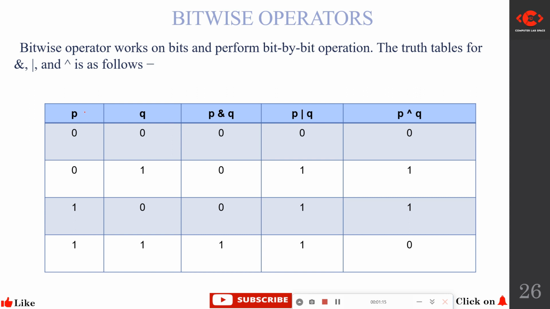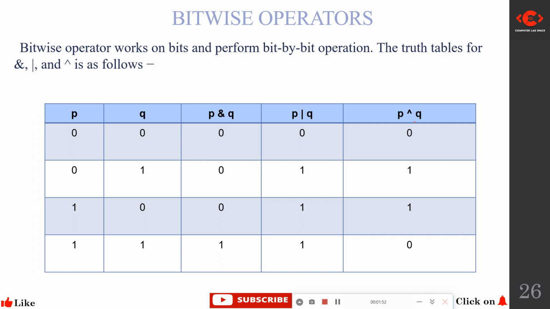Here, for an example, I have taken the truth table P, Q, similar to our truth table, with the values 0, 1, 0, 1, 0, 0, 1, 1. Then P bitwise AND Q. In the bitwise AND, when both are 1, the result will be 1, otherwise it is 0. For the bitwise OR, if either bit is 1, the result will be 1, otherwise it is 0. So for both zeros we have 0, and if one bit of either of the two operands is 1, the result will be 1.